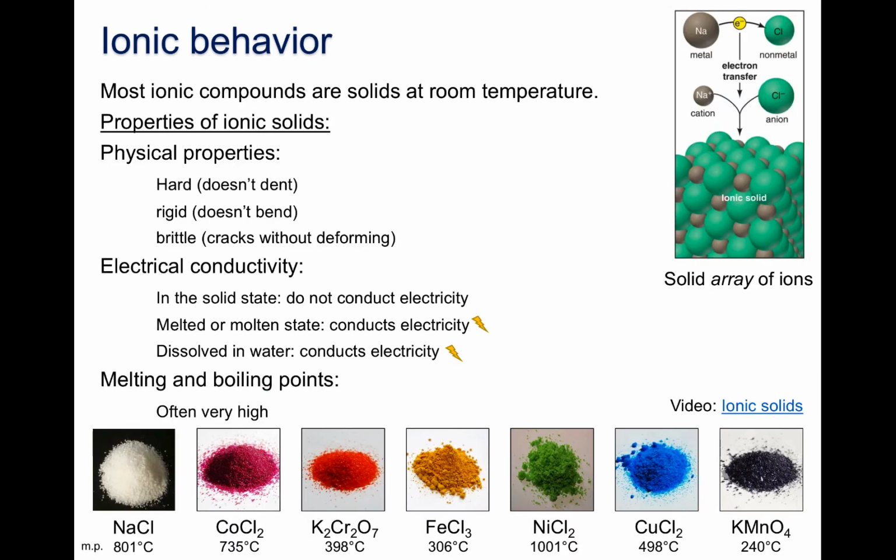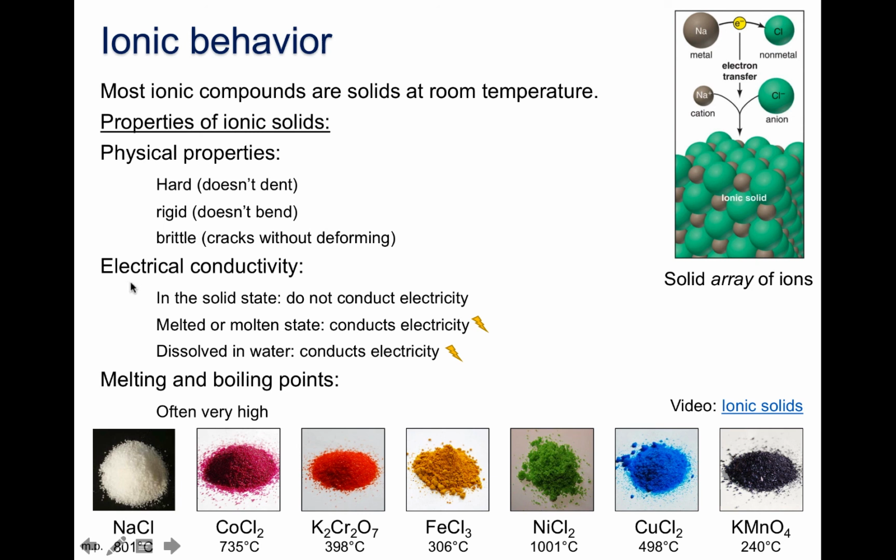There are some important properties of ionic compounds that you should generally be familiar with. Certainly there are some deviations from these properties, but they are common between many ionic compounds. If you think of sodium chloride, or table salt, that sort of exemplifies the properties of ionic compounds. Most of them are going to be solids at room temperature. They tend to be hard, rigid, and brittle.